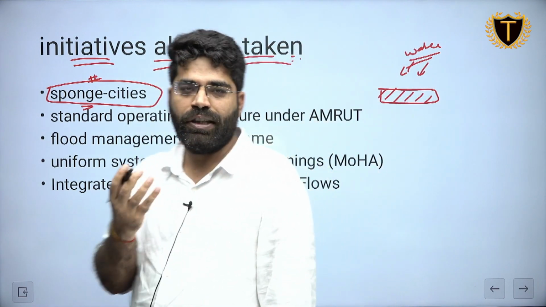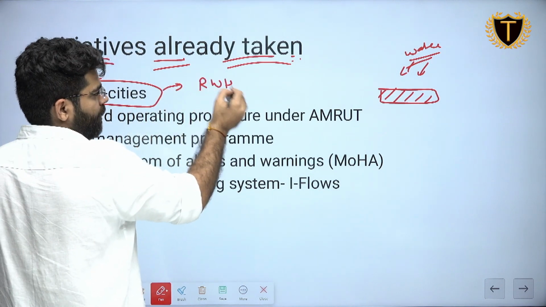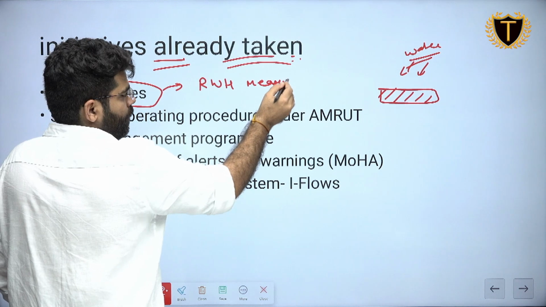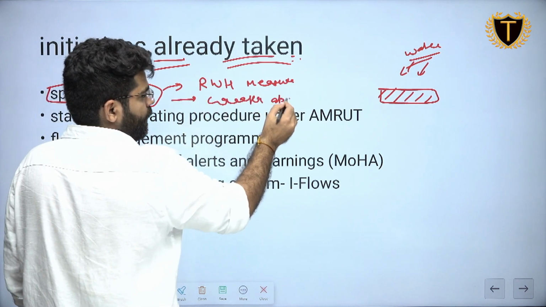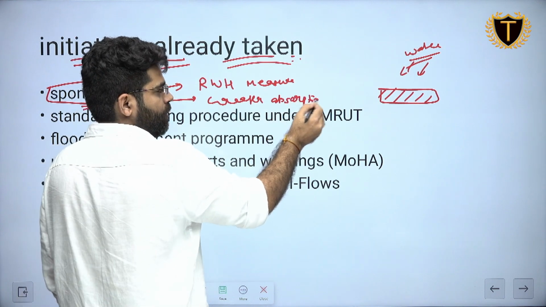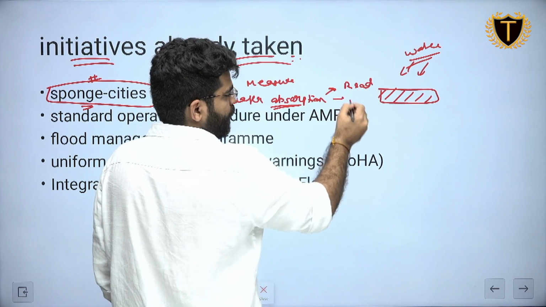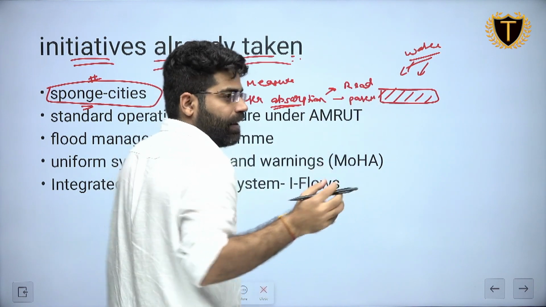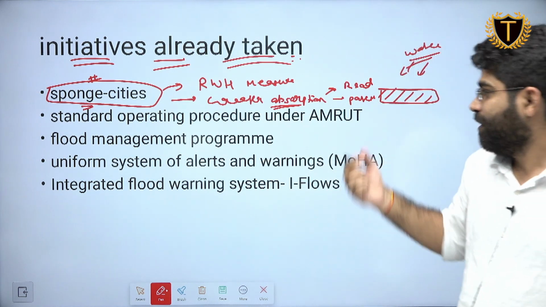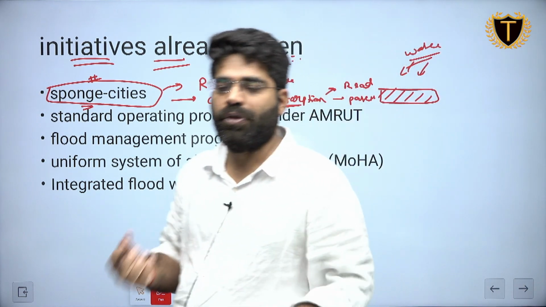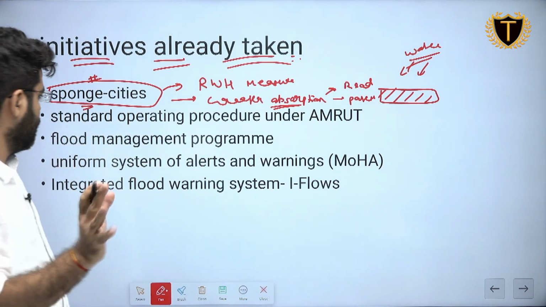For sponge cities to work, we need to have rainwater harvesting measures. We need greater absorption of water by roads, pavements, and any other concrete infrastructure. New materials can be developed which have a higher absorbing capacity for water, and this water should be stopped where it falls. Clear, this much?